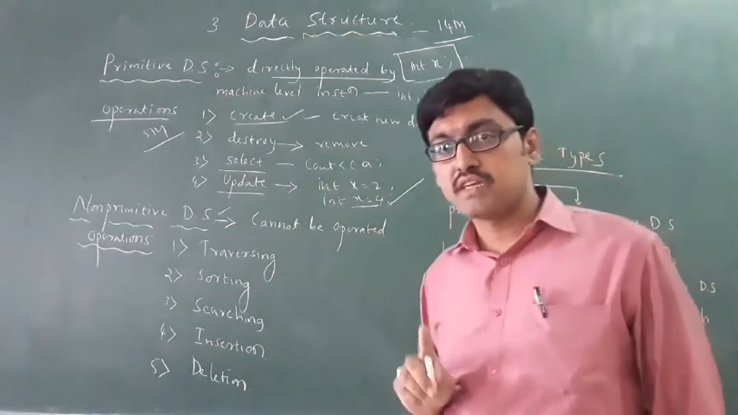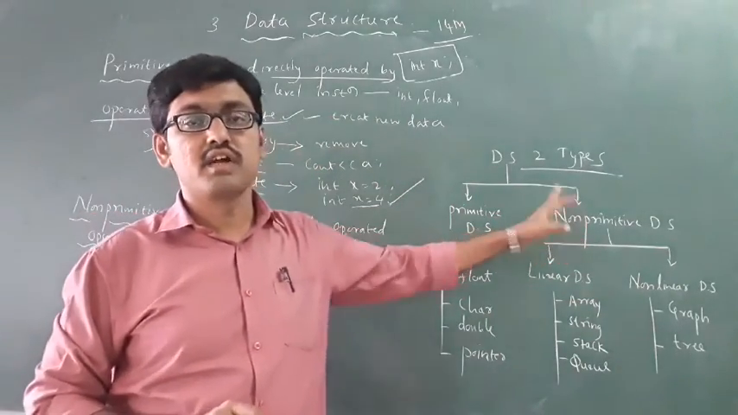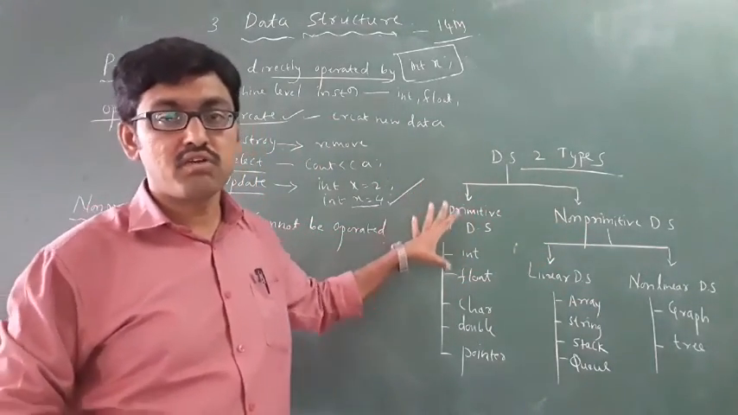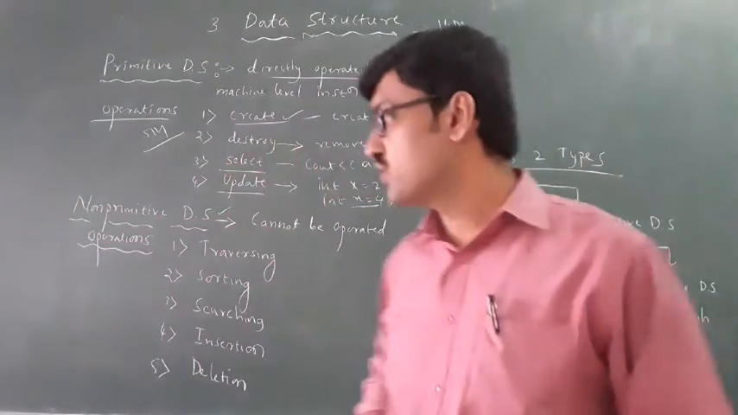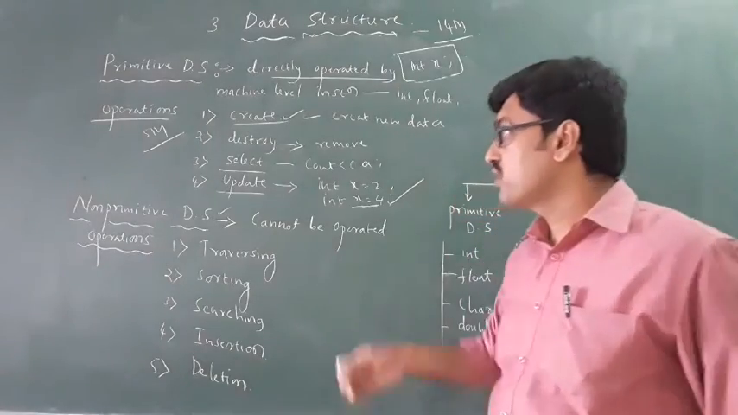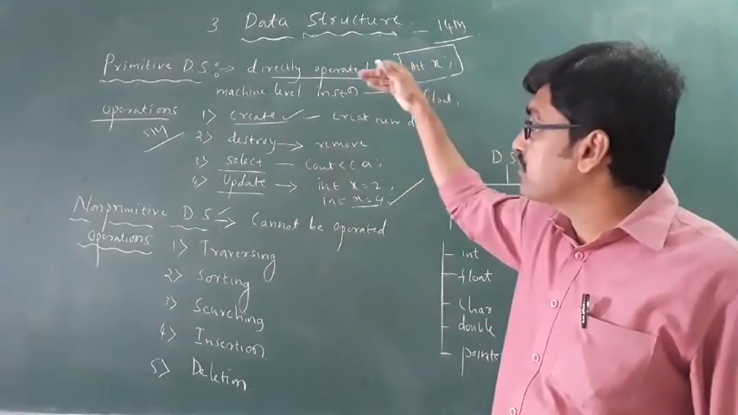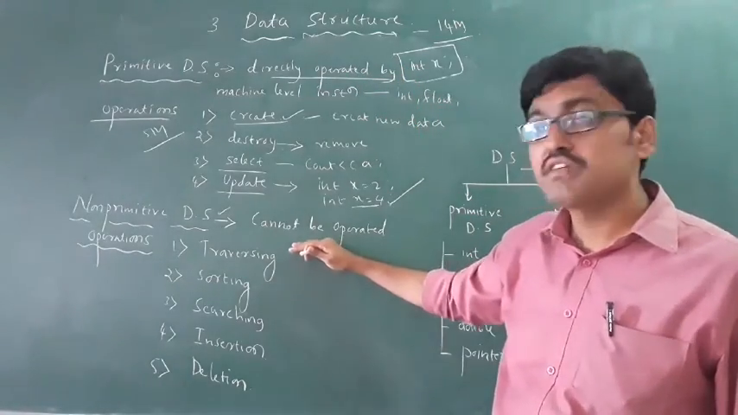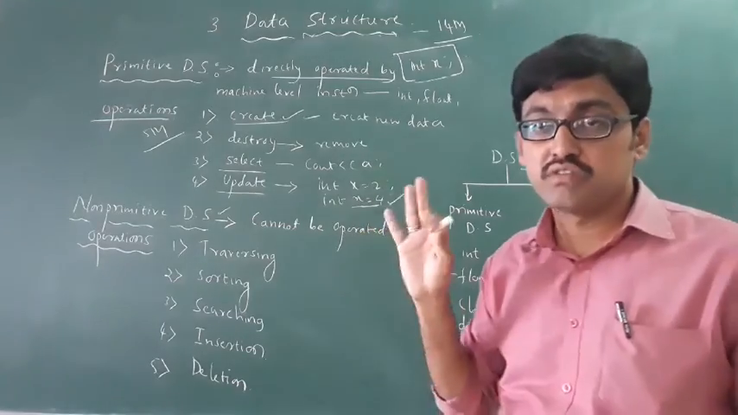There are two types of data structure, as I already told you. One is primitive, the second one is non-primitive. I have already completed the operations on primitive data structure. Now, what is non-primitive data structure? Non-primitive data structure is the opposite: it cannot be directly operated by machine level instructions.